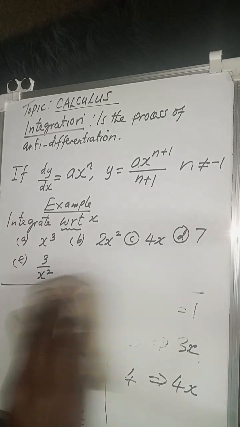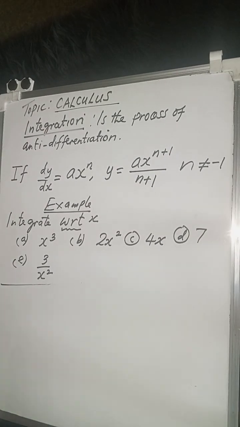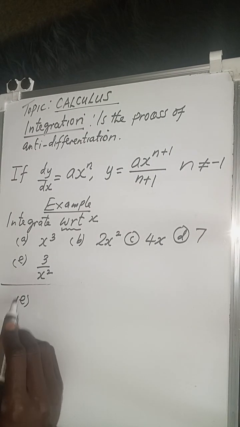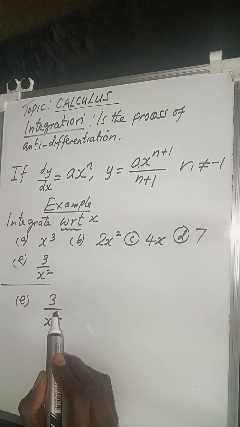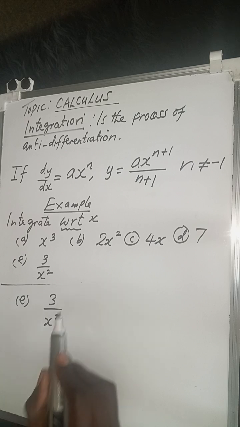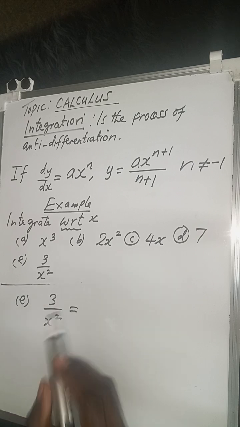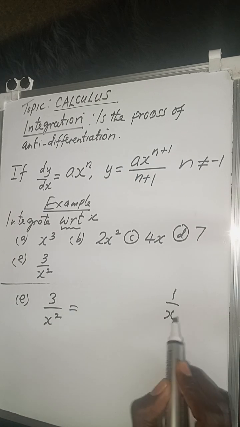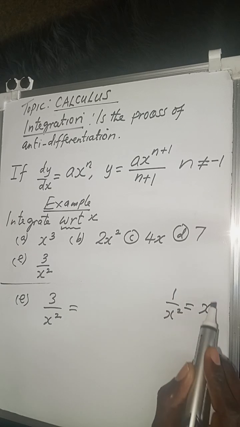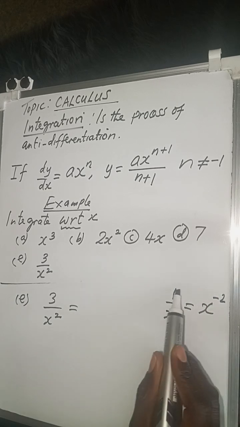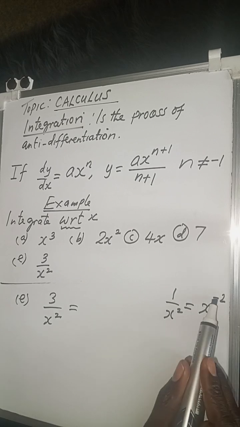Okay, what about the e part? If I look at the e part, it says 3 over x raised to the power 2. Now remember, you can write this one by using what we said. If you have 1 over x raised to the power 2, that one drops the reciprocal, it will be x to the minus 2. When that one drops, the index becomes a negative.